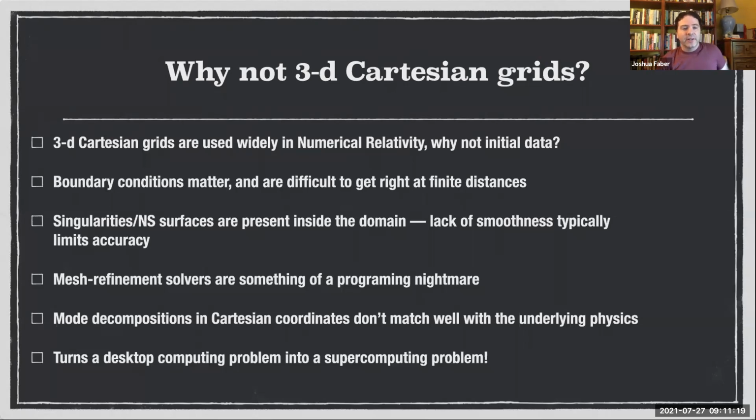They're a challenge. The lack of smoothness, either because of singularities or neutron star surfaces, typically limits the accuracy you can get if your numerical method does not take that into account. You switch from exponential gains in accuracy down to power law, and that limits the maximum accuracy you can get. I will say mesh refinement solvers, trying to deal with mesh refined grids, are something of a programming nightmare. It's a hard problem dealing with multiple resolution levels as well as an elliptic problem.